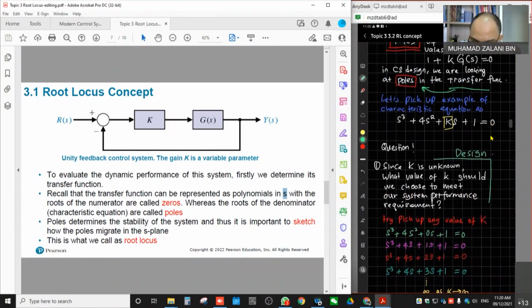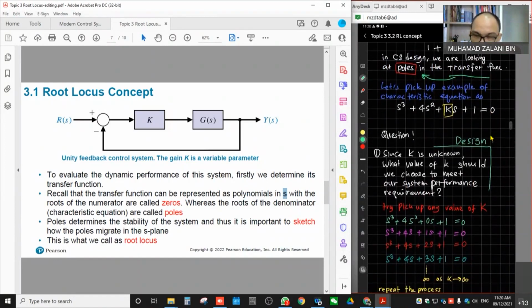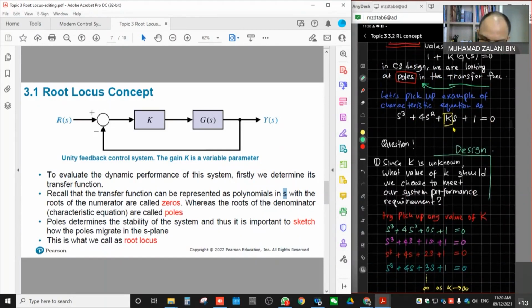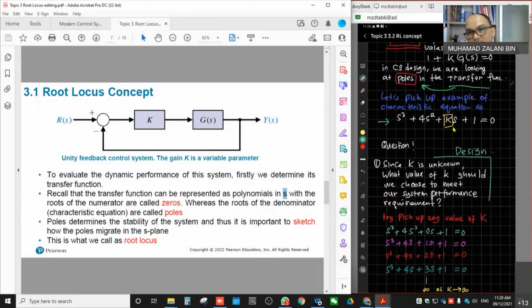So I'm going to pick one example of a characteristic equation here. Let's say I have this equation in s as my characteristic equation: s cubed plus 4s squared plus Ks plus 1 equals 0. K is my system parameter. The definition of the root locus is that when K is changing its value from 0 to infinity, when K is varied, how about s? How about the roots when K is varied?